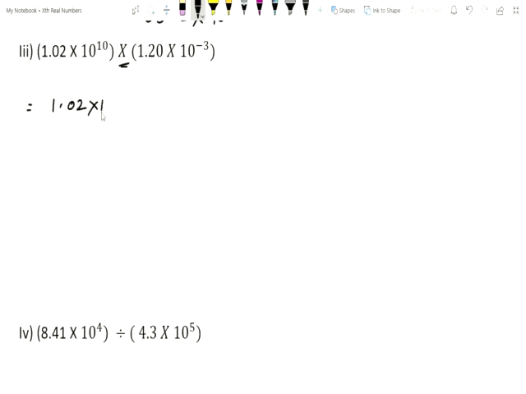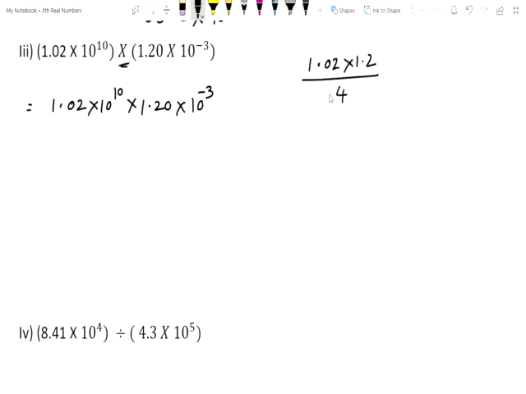1.02 into 10 power 10 into 1.20 into 10 power minus 3. Okay, so directly you can multiply. No need to convert into decimal form. So 1.02 into 1.2, except for the decimal, you can multiply this as it is.